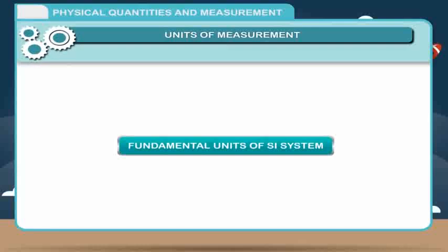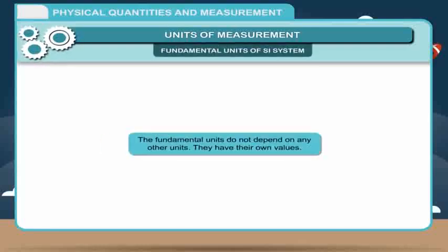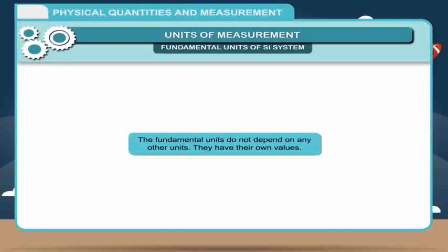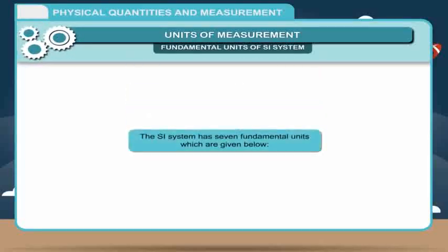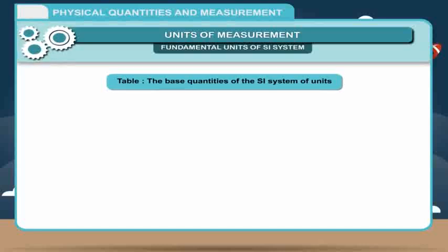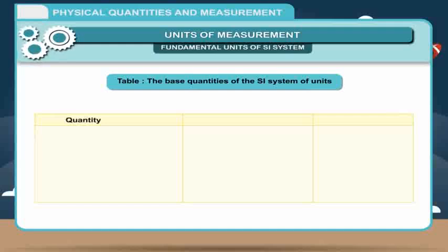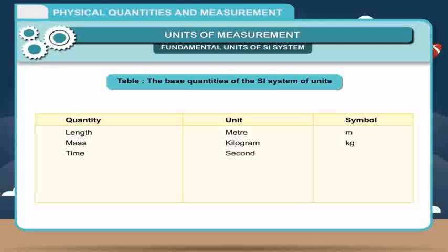Fundamental units of SI system. The fundamental units do not depend on any other units. They have their own values. The SI system has 7 fundamental units which are given below. Table: the base quantities of the SI system of units. Quantity, unit, symbol. Length, meter, m. Mass, kilogram, kg. Time, second, s.